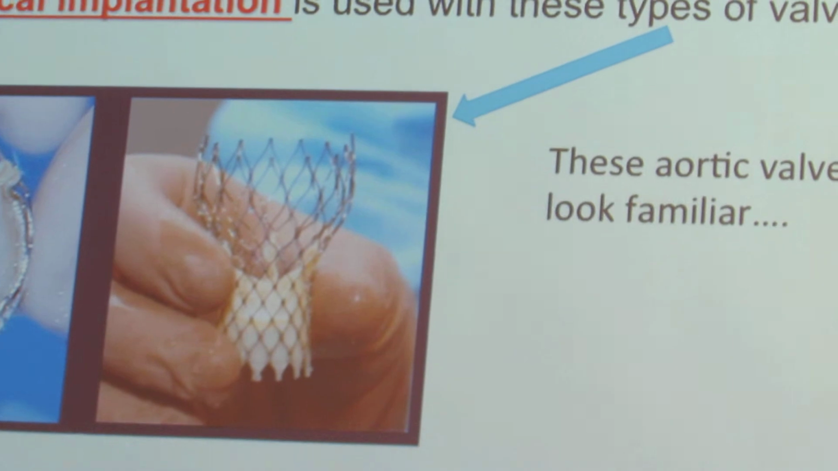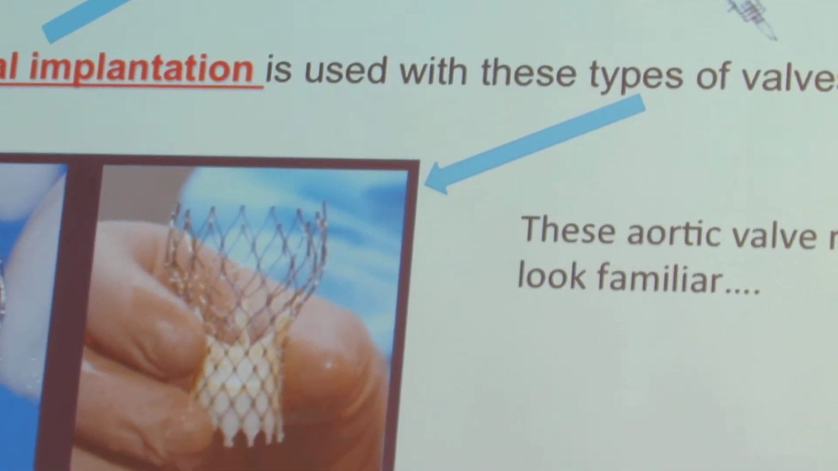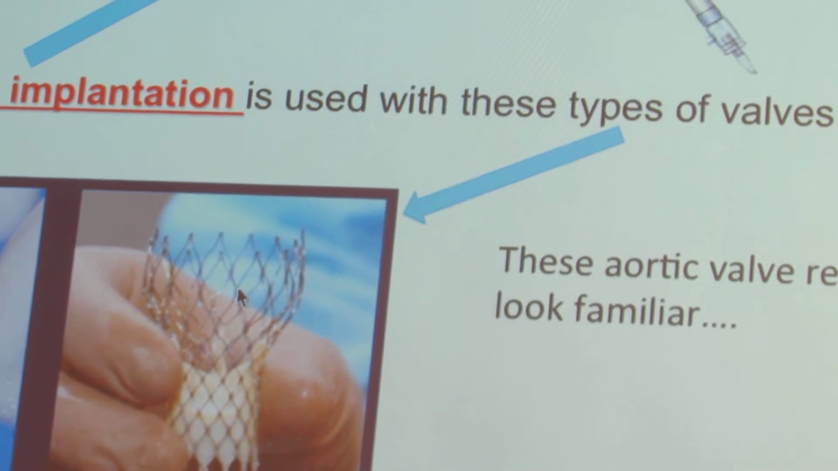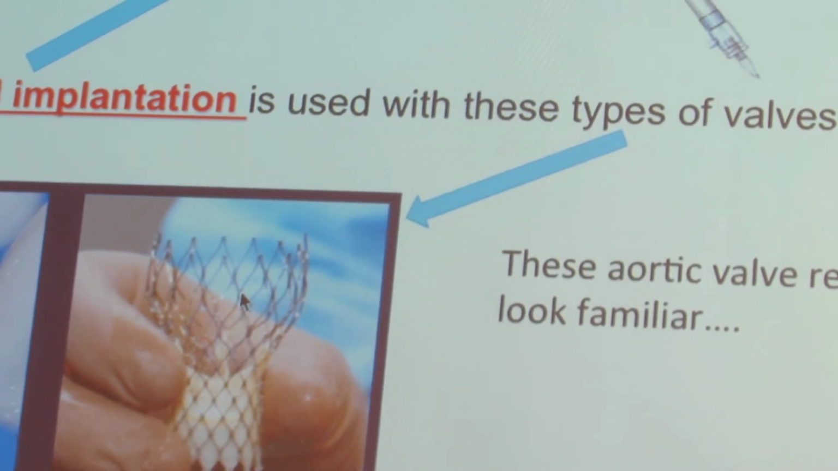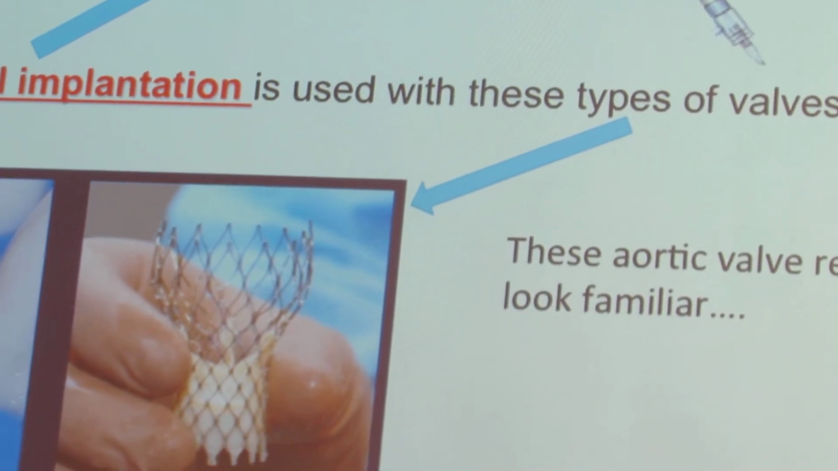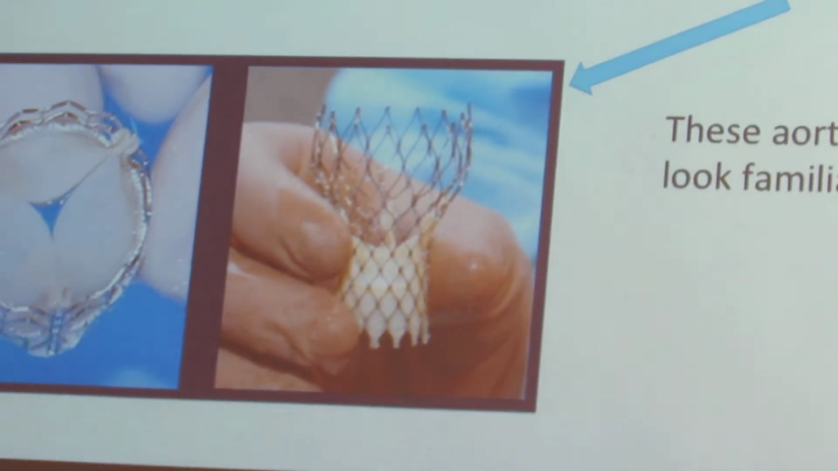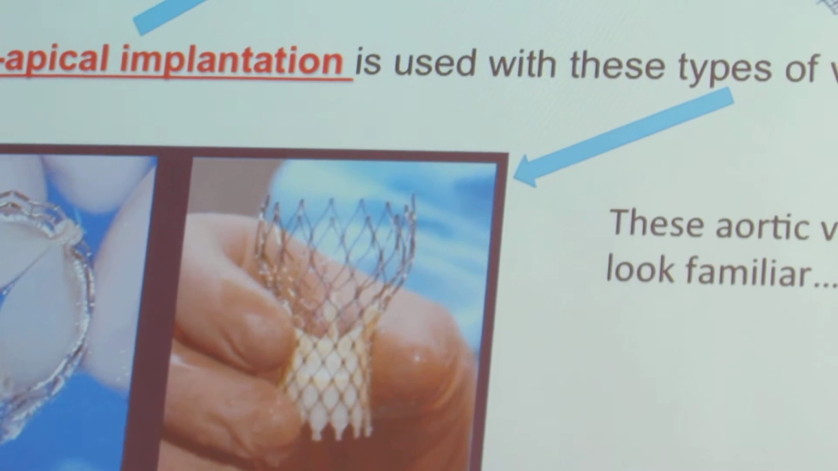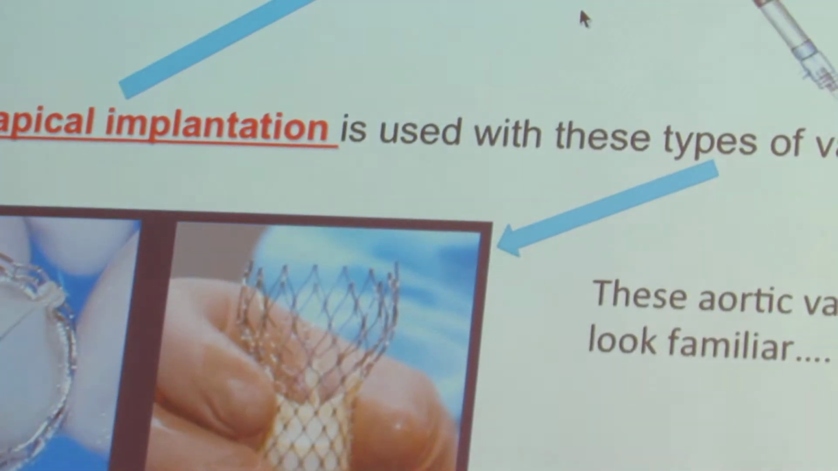Now what do I mean by these types of valves? Based on what we know, what do these look like? These should look like something familiar to you guys. They look like stents, right? You've got that metal cage thing going on. So these are stented valves. When you're putting in stented valves, you want to use transapical implantation.